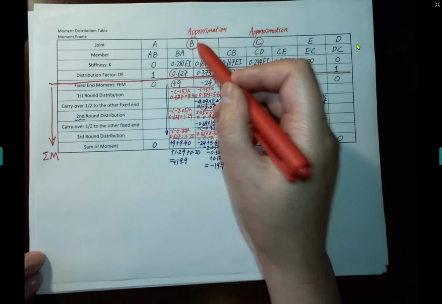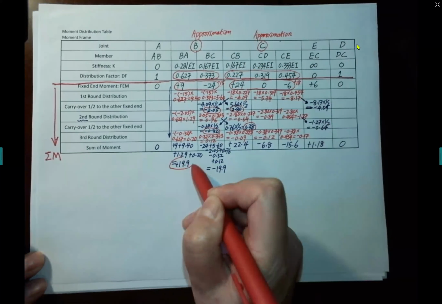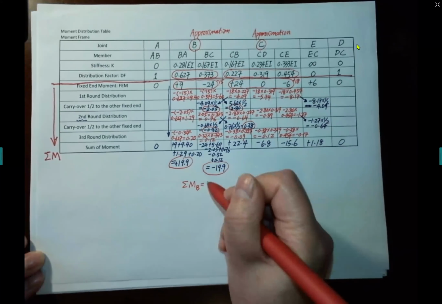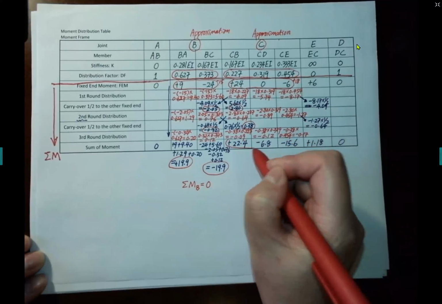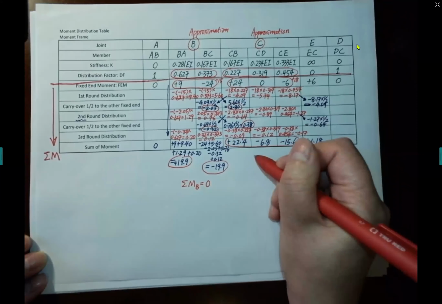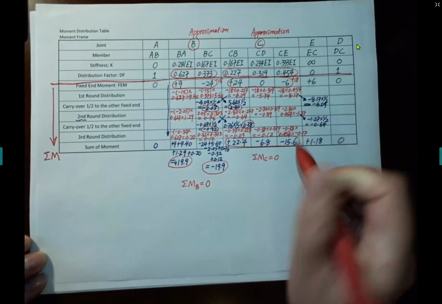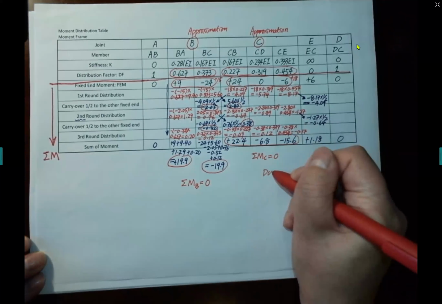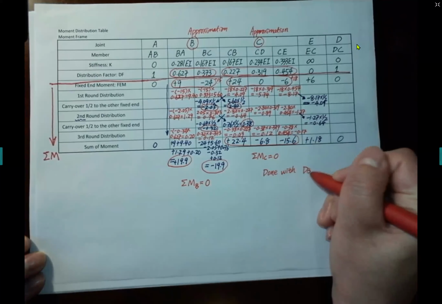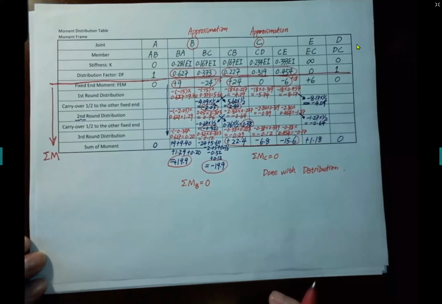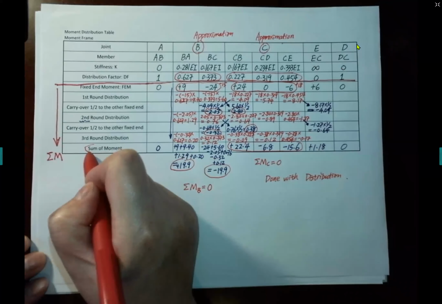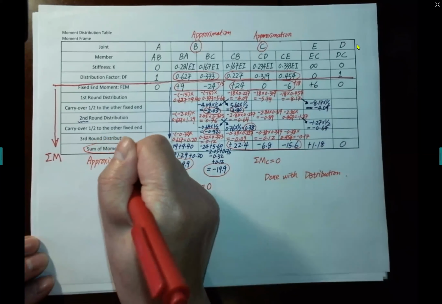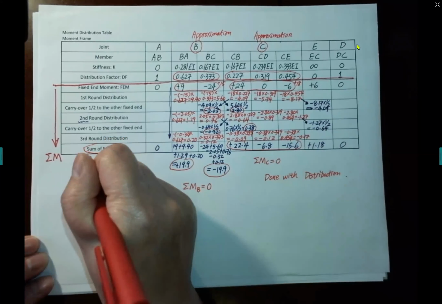Our goal is at each joint, you will see the moments connected to the joint, and we get a sigma moment at B balanced. And if you see the moment at C, we get the moment at C balanced, 22.4 minus 6.8 minus 15.6. So that means we are done with distribution. And this sum of the moment is our assumption.